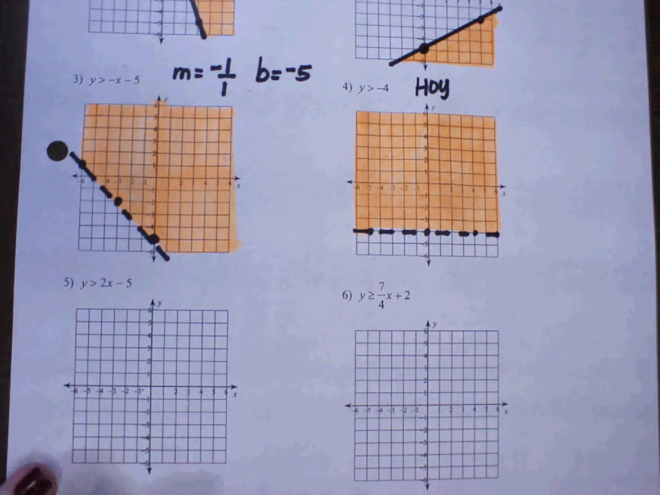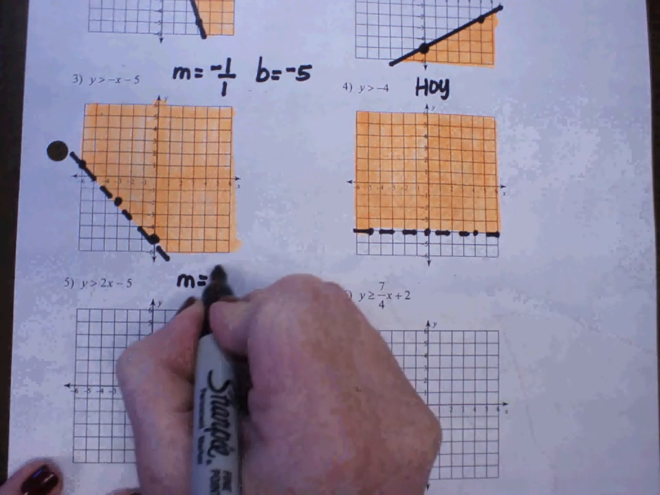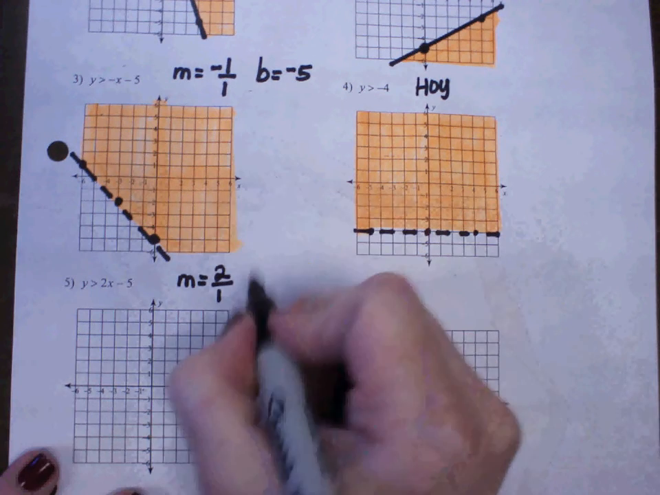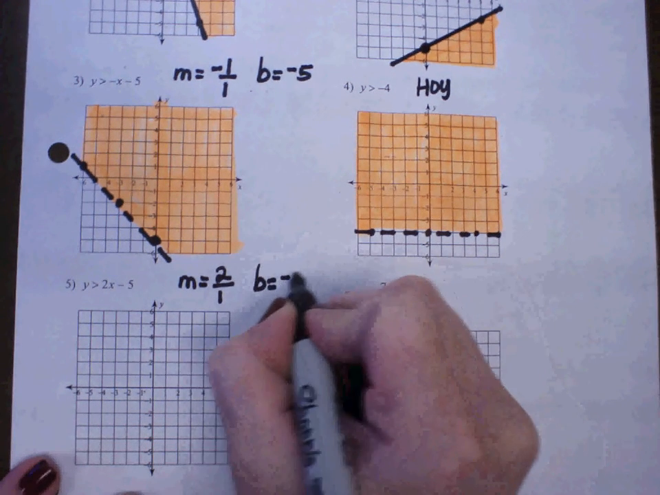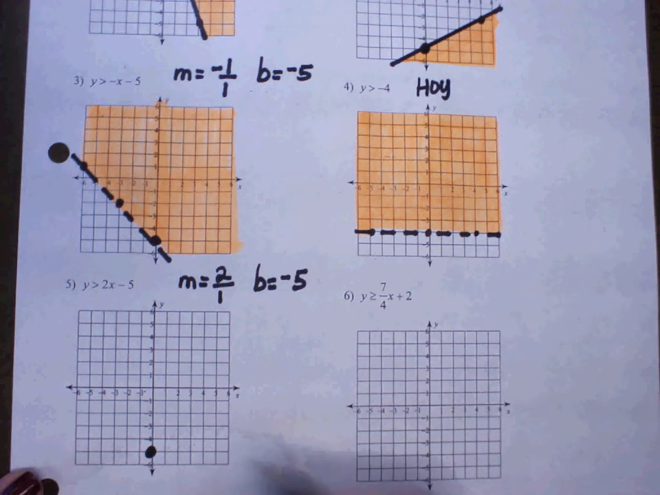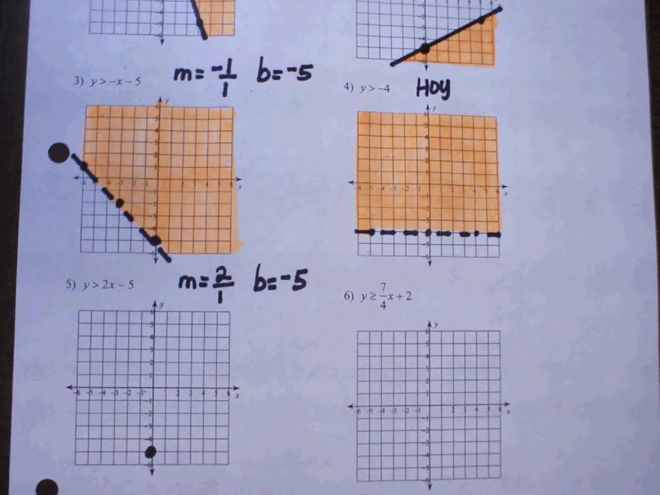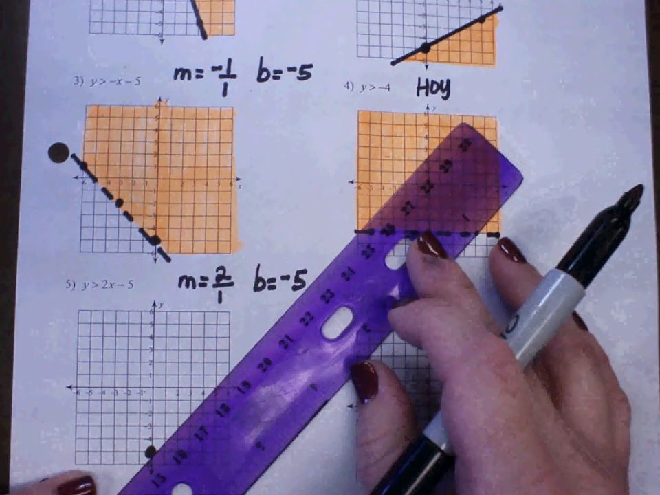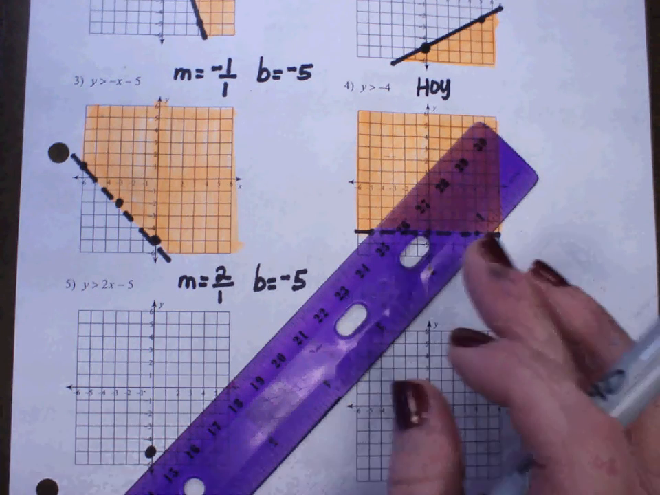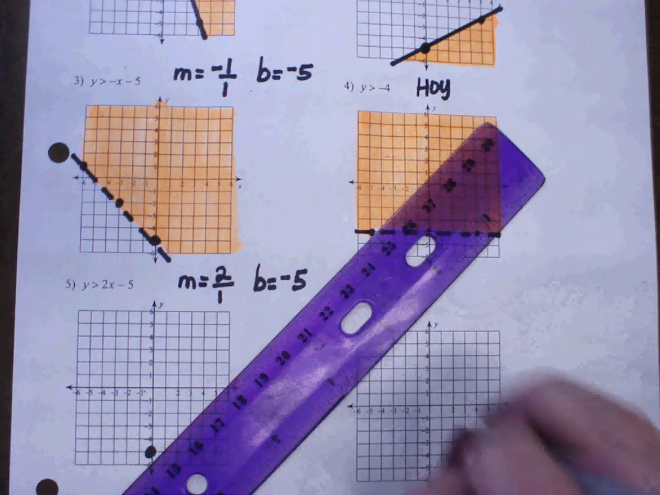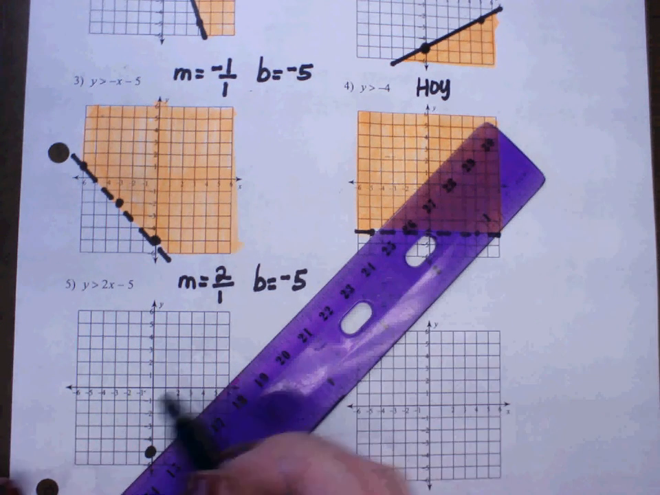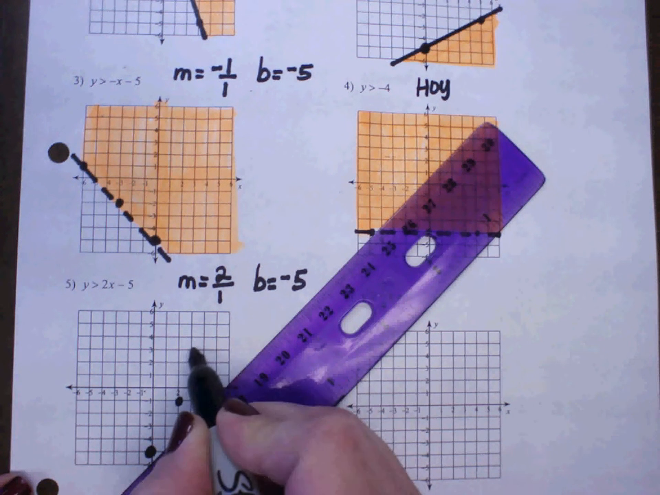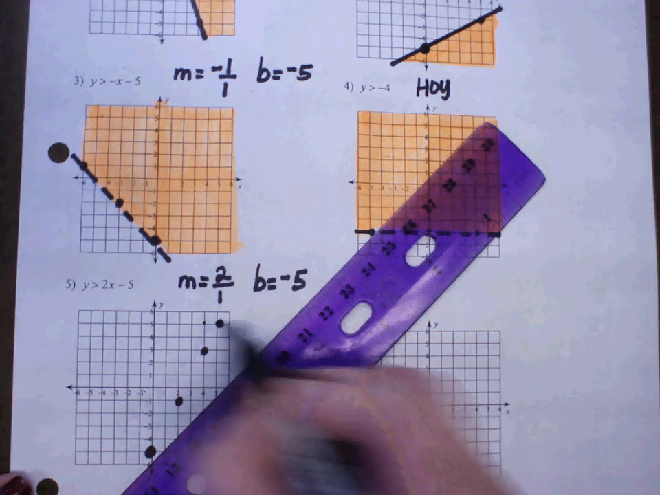All right, next one. What's my slope? 2/1. Remember, I need to change it into a fraction so that I know my rise and my run. What's my y-intercept? I'm sorry? -5. So that's where I'm going to start. Good boy or bad boy? No. That's positive. So he's going up. Yep, he sure is. All right, so what's my rise? And my run? 1. So 2 up, 1 over, 2 up, 1 over, 2 up, 1 over, 2 up, 1 over, 2 up, 1 over.